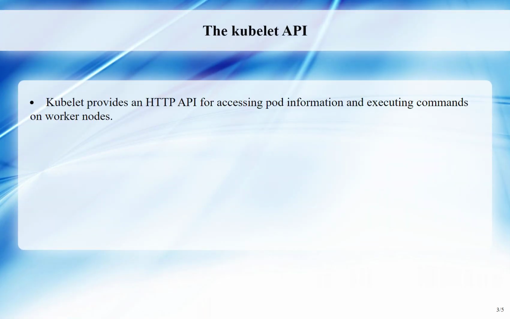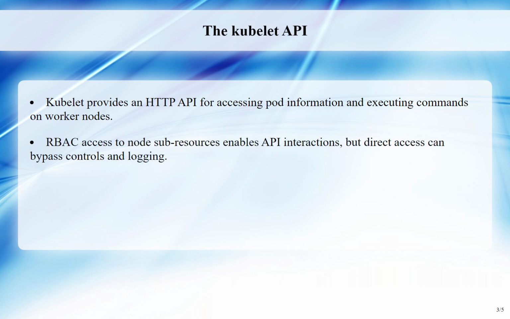The kubelet provides an HTTP API on port 10250 on worker nodes, potentially on control plane nodes as well. Access to this API can expose pod information, logs, and execute commands. RBAC access to node sub-resources authorizes interactions with the API. Direct API access bypasses admission control and audit logging, allowing attackers to potentially bypass controls.